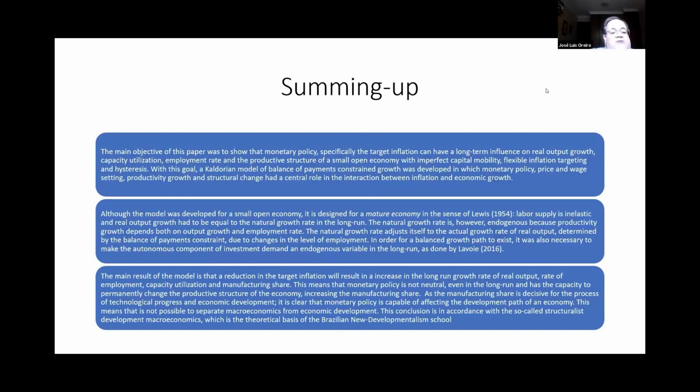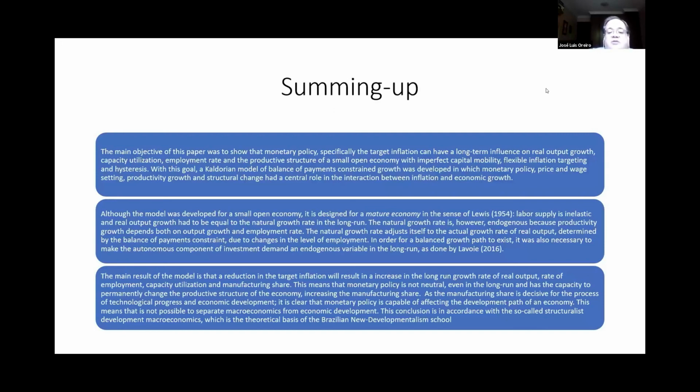Although the model was developed for a small open economy, it is designed for a mature economy in the sense of Lewis. Labor supply is inelastic, and real output growth has to be equal to the natural growth rate in the long run. The natural growth rate is, however, endogenous because productivity growth depends both on output growth and employment rate. The natural growth rate adjusts itself to the actual growth rate of real output, determined by the balance of payments constraint, due to changes in the level of employment.